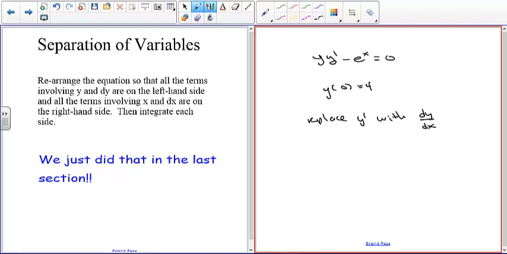Then move the stuff that's involving x to the right-hand side, and multiply both sides by dx. Once you do that, you will have the y stuff, the y and the dy, on the left-hand side, and the x and dx on the right, and then you integrate both sides separately. Because each side is a function of a single variable, you integrate just as you normally do. There's no mixing of variables. Once you've integrated, you have one arbitrary constant, and then you'll use the initial conditions to evaluate that arbitrary constant.